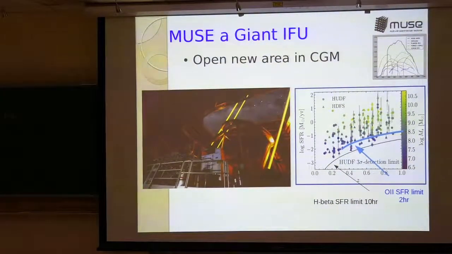This is to show that MUSE is really a great instrument, with the highest throughput of the VLT instruments. Now it's available with laser, so we can correct for the ground layer with this adaptive optics system. It's very sensitive. This is the star formation rate limit as a function of redshift. With typically 2 hours of observations, the blue line, we get a star formation rate limit at redshift 1 of around minus 1. So we get very low limits in a couple of hours of integration. This diagram here is done for H beta, so this is the H beta limit for 10 hours.